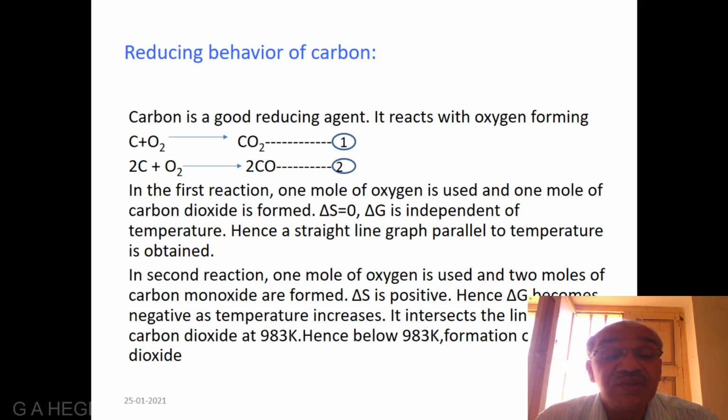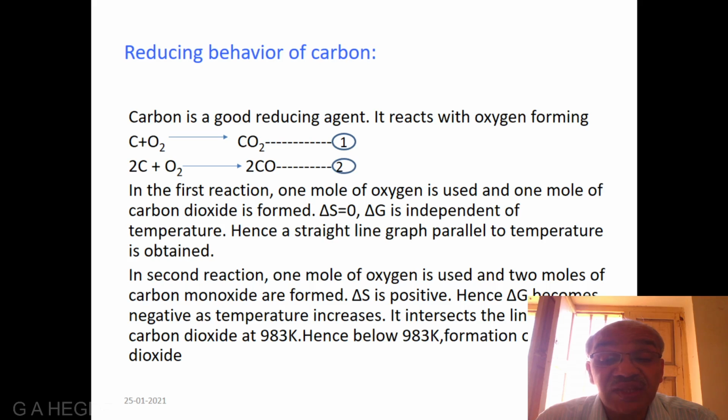In the first reaction, 1 mole of oxygen is used and 1 mole of carbon dioxide is formed. Delta S is 0. Delta G is independent of temperature. Hence, a straight line graph parallel to the temperature axis is obtained. In the second reaction, 1 mole of oxygen is used and 2 moles of carbon monoxide are formed. Delta S is positive, hence delta G becomes negative as temperature increases.